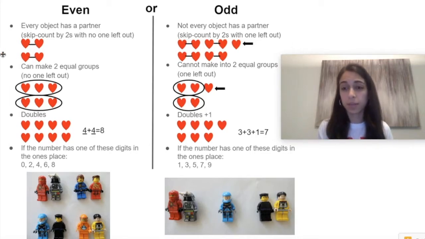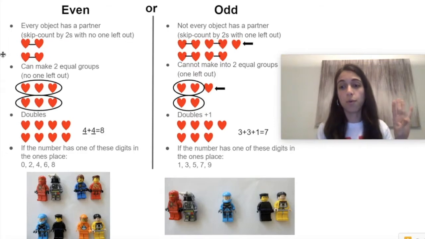Another way that we can know if a number is even is that we should be able to skip count by two to get to that number if it's even. So we could go 2, 4. We were able to skip count by two, so that's another way that we know four is an even number.